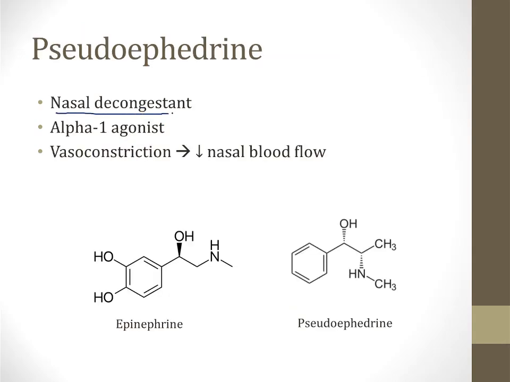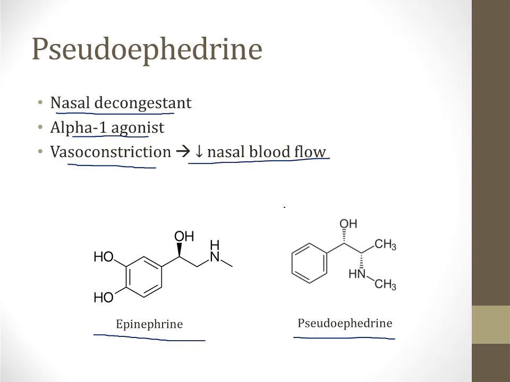Pseudoephedrine is a nasal decongestant. People take it when they have upper respiratory infections and runny noses. This is the structure of pseudoephedrine on the bottom right side of the screen. You can see that it is similar to the structure of epinephrine. Therefore, it will function as an alpha-1 agonist. This will lead to vasoconstriction of blood vessels in the nasal passages, and this will decrease nasal blood flow.